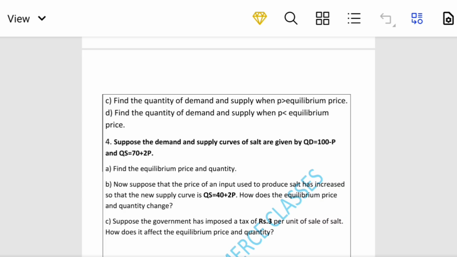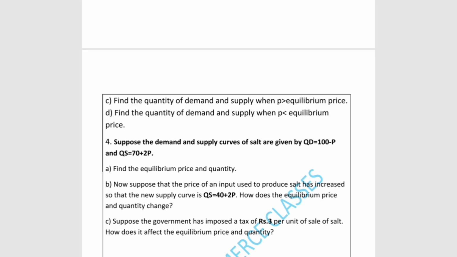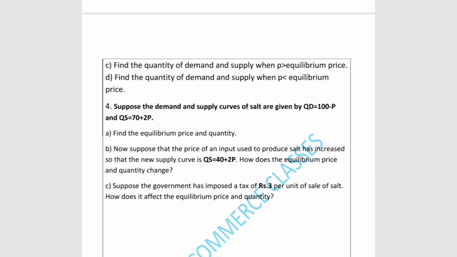B, now suppose that the price of an input used to produce salt has increased, so that the new supply curve is QS equals 40 plus 2P. How do the equilibrium price and quantity change? C, suppose the government has imposed a tax of rupees 3 per unit of sale of salt. How does it affect the equilibrium price and quantity? If you solve A, B and C, definitely you are going to get 6 marks. If you solve A, they allot 2 marks, for B they allot 4 marks, and if you solve C, definitely they give the 6 marks.